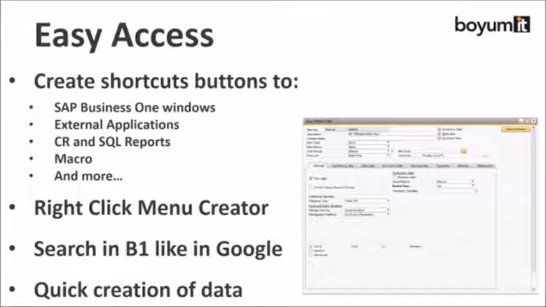Let's talk about the easy access. We can create shortcut buttons. These buttons can open different windows, external applications, reports, execute macros, which are the automation process, or we can also edit the right-click menu or search information in a very fast way.